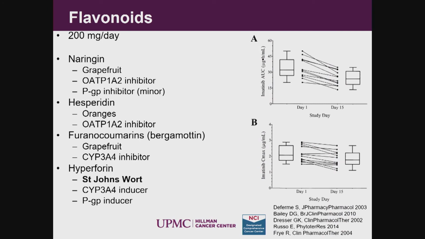The Western diet contains about 200 milligrams of these flavonoids a day, and some very common ones are listed here: naringin, hesperidin, the furanocoumarins, which includes bergamottin, and the last one I want to discuss is hyperforin, which occurs in St. John's wort. Hyperforin is a CYP3A4 and PGP inducer, and when given with imatinib, it decreases the AUC and Cmax of this anti-cancer drug. St. John's wort is a herbal remedy for depression, and so you can imagine that cancer patients may be depressed and take this as a herbal remedy, but in treating their depression, they may actually compromise their anti-cancer therapy.